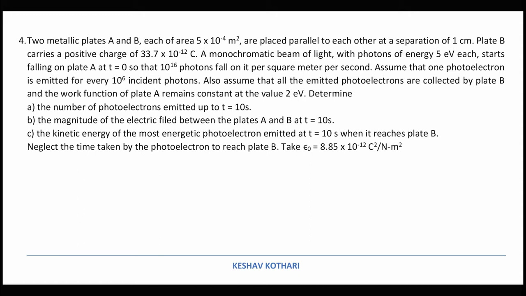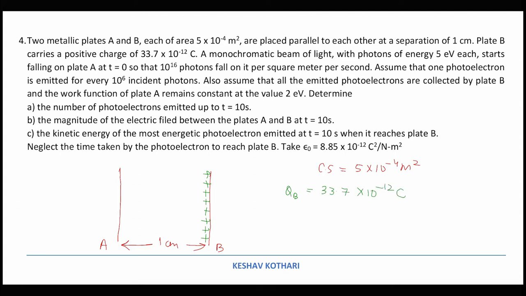So the first thing which we are saying is that the two plates A and B are facing each other something like this. So this one is plate A and this one is plate B. So area of each plate, that is cross sectional area, is equal to 5 into 10 to the power minus 4 meter square, and they are separated by a distance of 1 centimeter. Now plate B is having positive charge distributed over it. So the value of charge on B is equal to 33.7 into 10 to the power minus 12 coulomb.